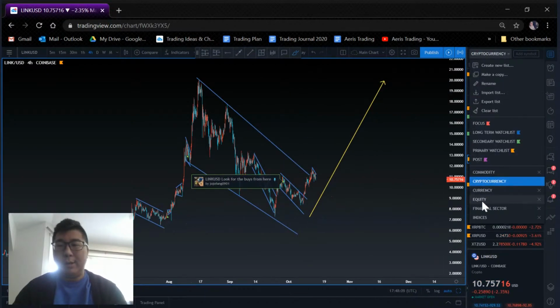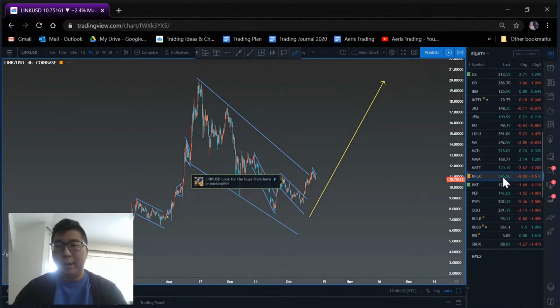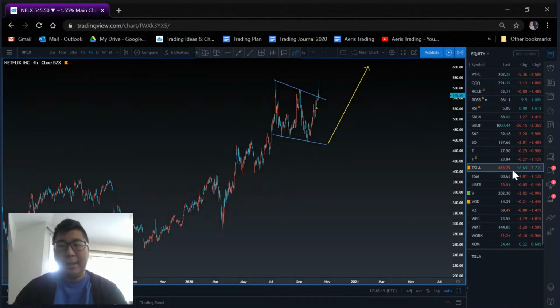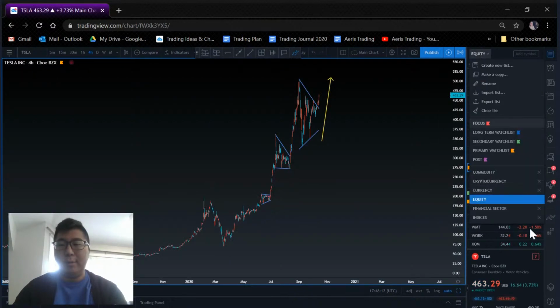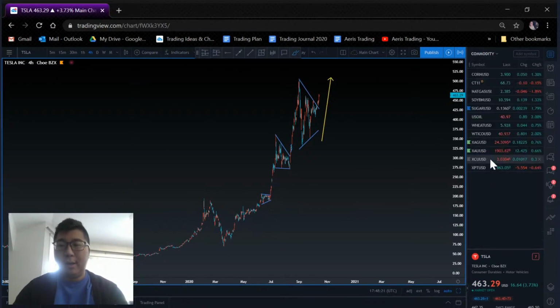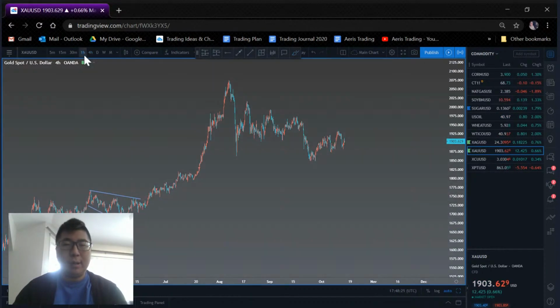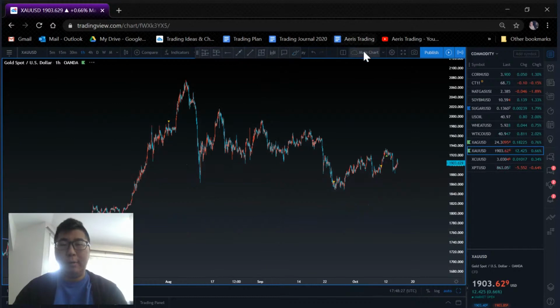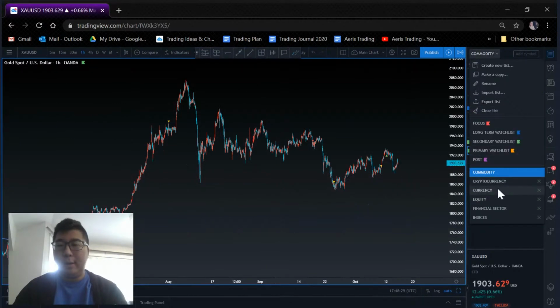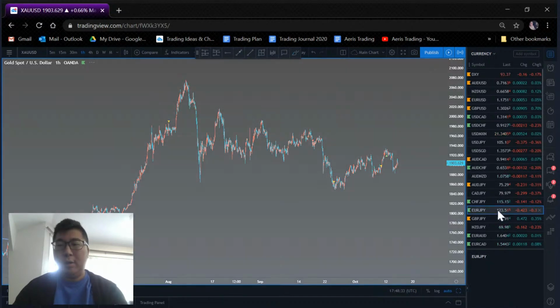And then equities wise, went over Netflix and then Tesla as well. Those are looking pretty good. And in terms of commodities, gold, like I said, not too interesting right now. I want to see a little bit more development on gold. And currency wise, just the euro yen pair.